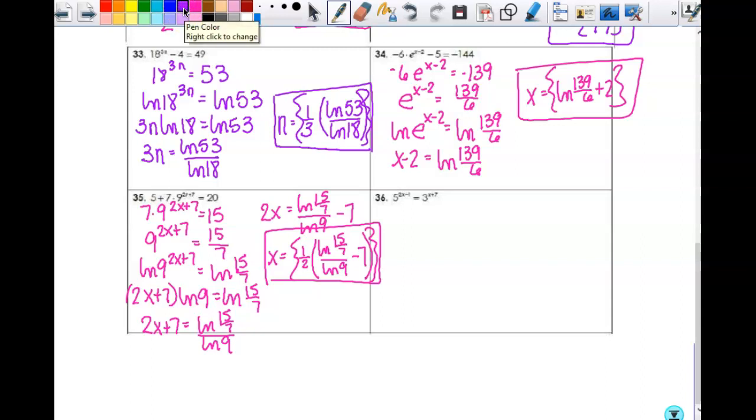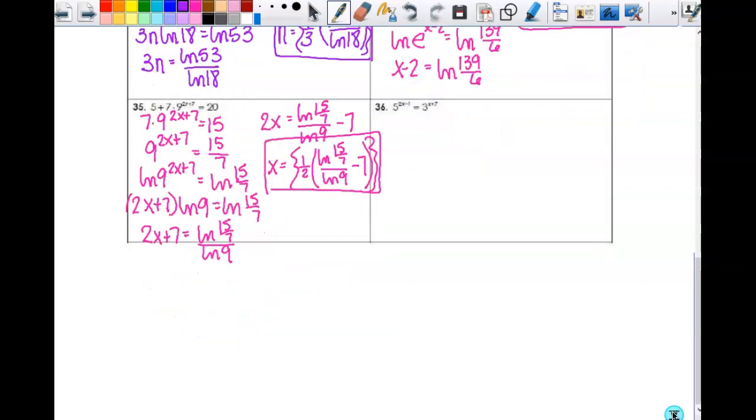All right, number 36. So I already have a single exponential on each side. They do not have the same base, so I have to start by taking the log of both sides. So the natural log of 5 to the 2x minus 1 power equals the natural log of 3 to the x plus 7 power. The exponents come out front, so 2x minus 1 times the natural log of 5 equals x plus 7 times the natural log of 3.